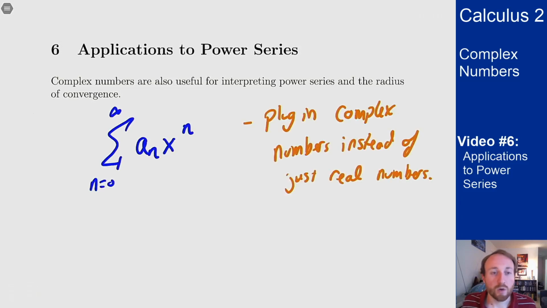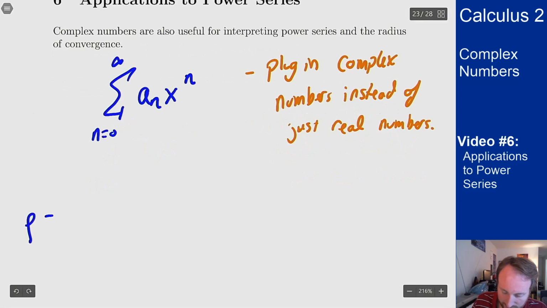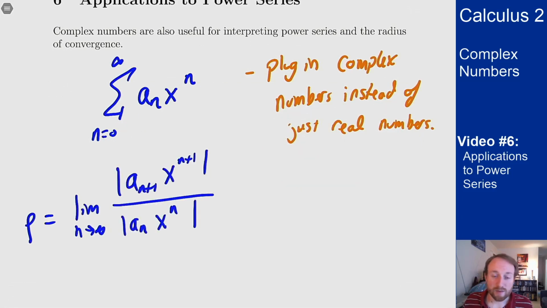Why does this work? Well, how did we analyze convergence for these series? We did this via the ratio test. And the ratio test looks at a limit of absolute values. Now, we have an idea about absolute values for complex numbers. It's called their modulus. And so you can think of this not just as absolute values, but as the modulus of a complex number, and all the same arguments still work.